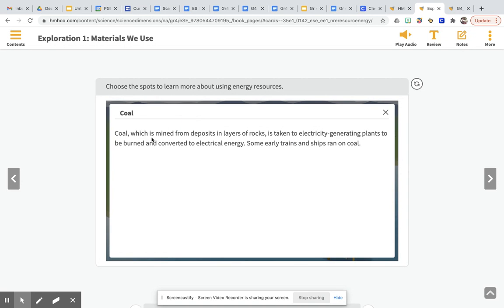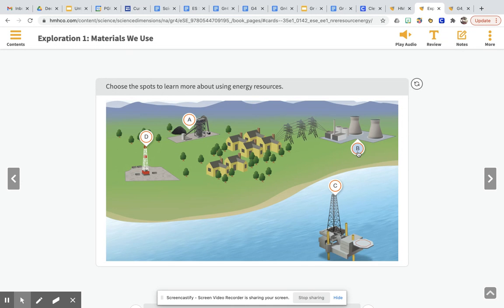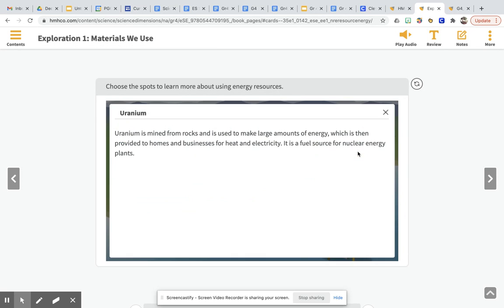It says coal, which is mined from deposits in the layers of rock, is taken to electricity generating plants to be burned and converted to electrical energy. Some early trains and ships ran on coal, and that's something we learned about a little earlier. Let's look at B. Has anybody ever seen something that looks like B?